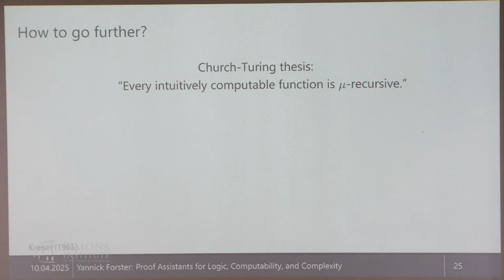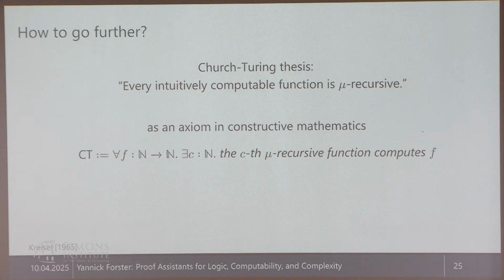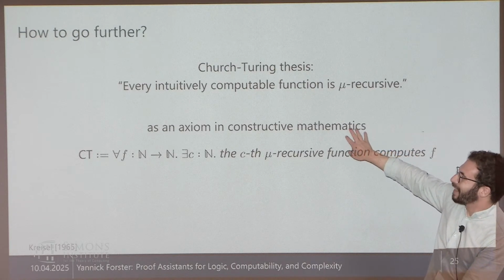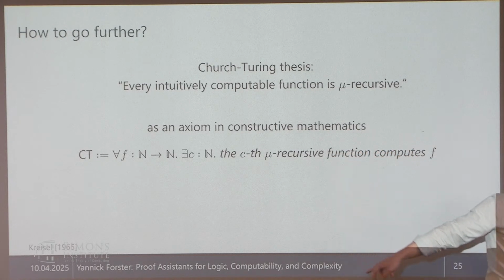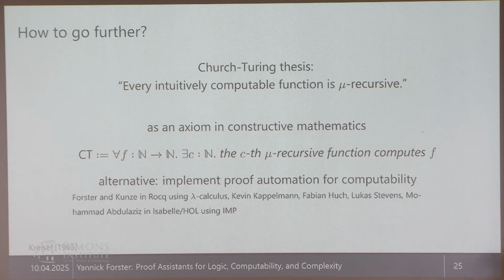Essentially, there are 2 ways. The first way is you just introduce it as an axiom. In all of these systems that actually works, because in the end they are constructive and they are compatible with the axiom that every function that you can write down is computable. You use it as an axiom, you be happy and you never think about it again. Or you implement proof automation for computability.